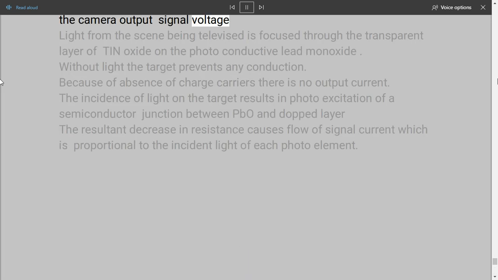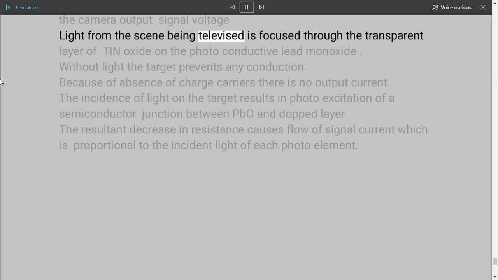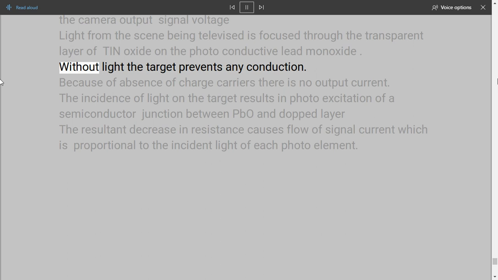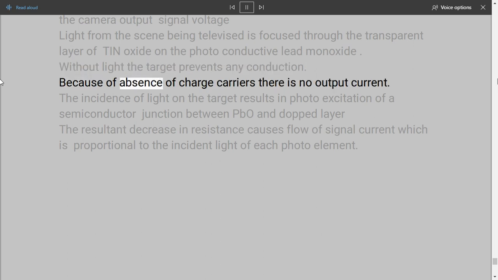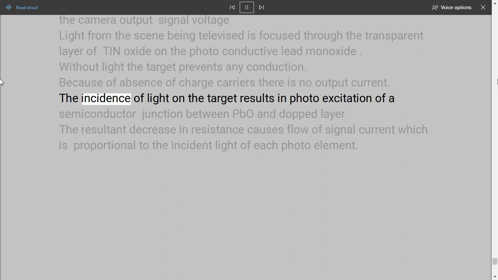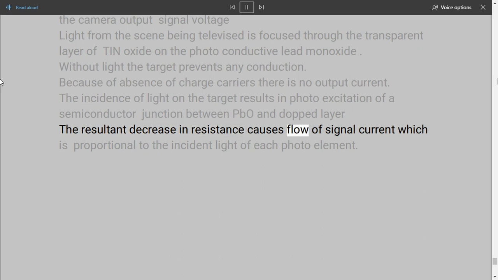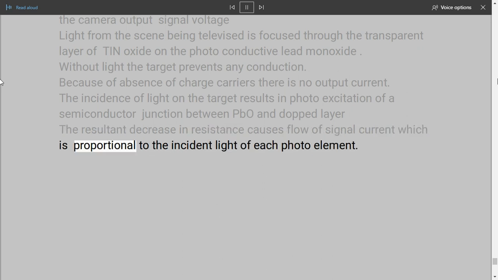Camera output signal voltage: light from the scene being televised is focused through the transparent layer of tin oxide on the photoconductive lead monoxide. Without light, the target prevents any conduction. Because of the absence of charge carriers, there is no output current. The incidence of light on the target results in photo excitation of the semiconductor junction between PbO and the doped layer. The resultant decrease in resistance causes flow of signal current, which is proportional to the incident light on each photo element.